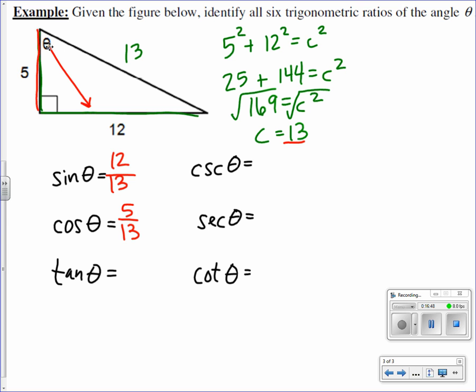What about tangent? TOA is what over what? Opposite over adjacent. So opposite side is 12 over adjacent is 5. And then here you should have just done the reciprocals of all of these. So this would be 13 over 12, 13 over 5, and 5 over 12.